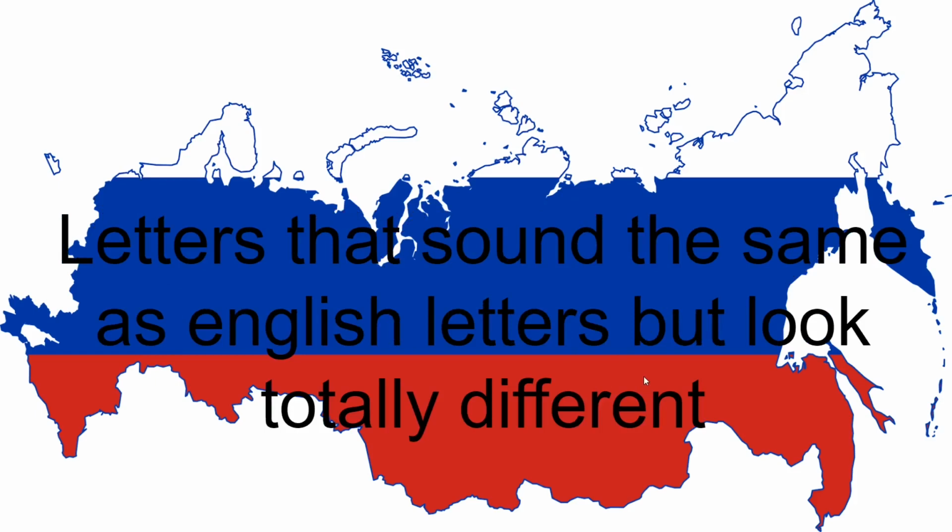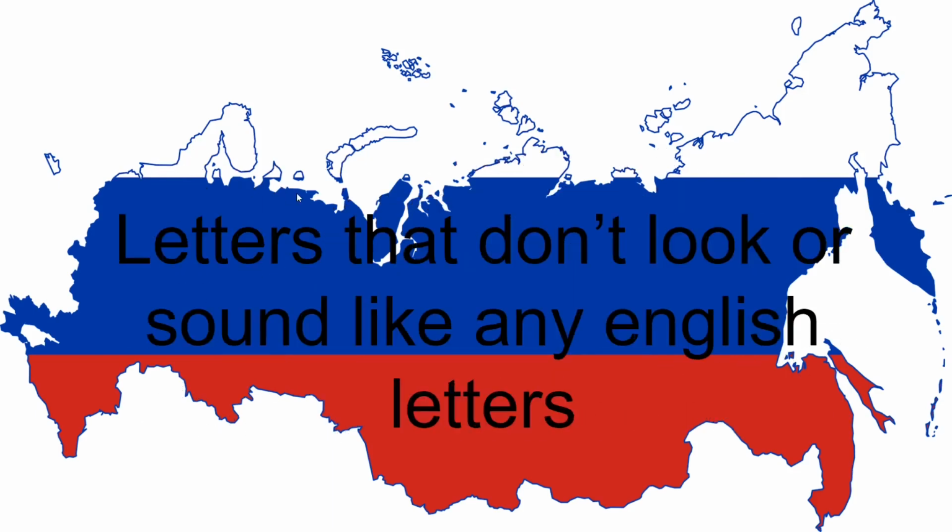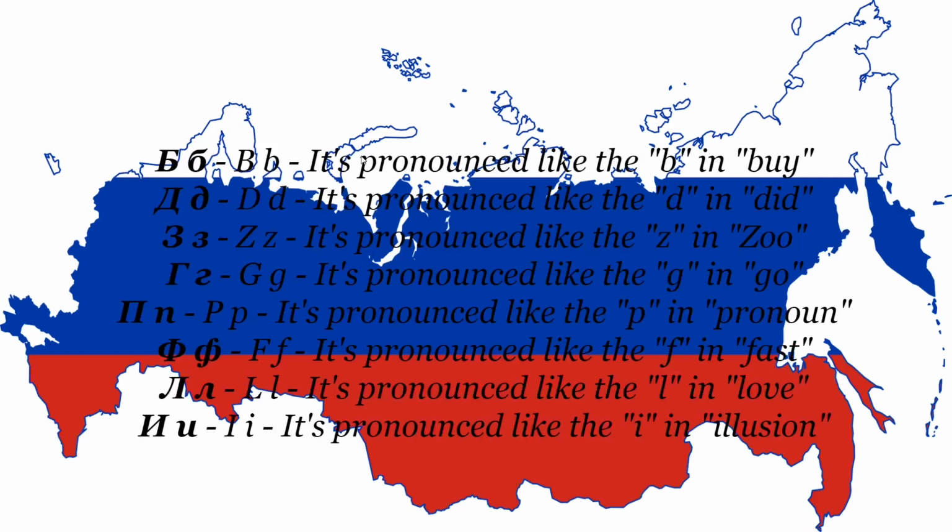Moving on, letters that sound the same as English letters, but look totally different. So these have different symbols, but they make similar sounds to sounds that already exist in the English alphabet. We've got this one here, this funky looking letter. If I just go back here, first one on the top here, it's a B. It looks a bit like a regular B, except it's got a little line that goes over the top here.